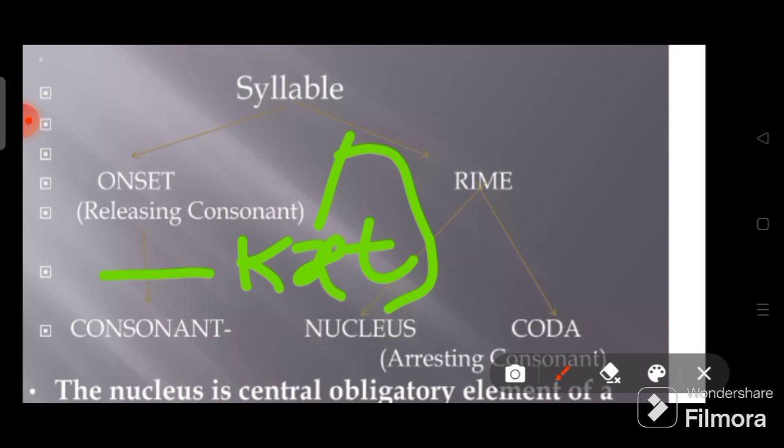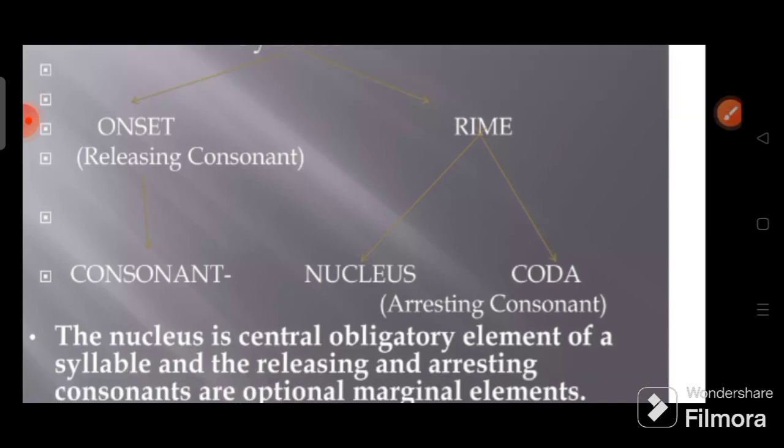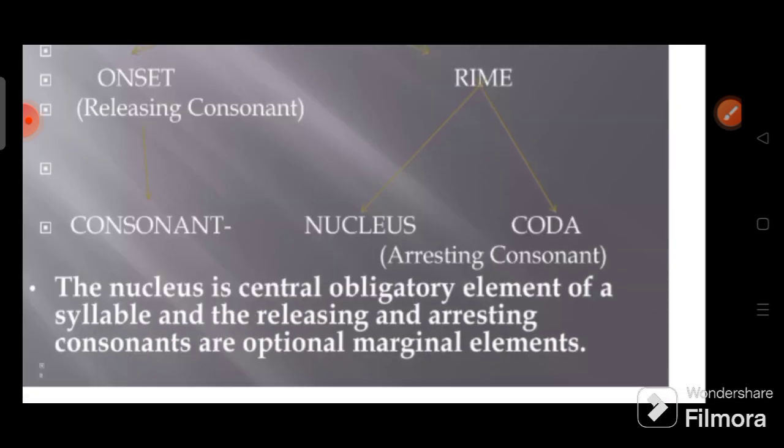In cat there is a first sound ka, the beginning sound, and there is ta, the closing sound, the last sound. The beginning sound is called the onset or releasing consonant, and the last sound is called the arresting consonant. This rhyme has a nucleus and a coda.